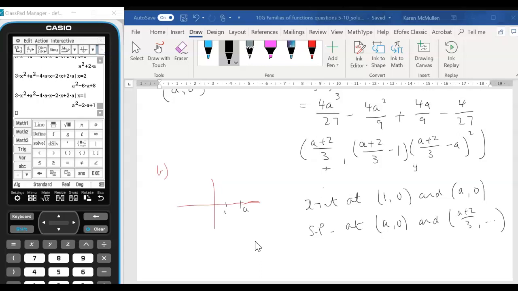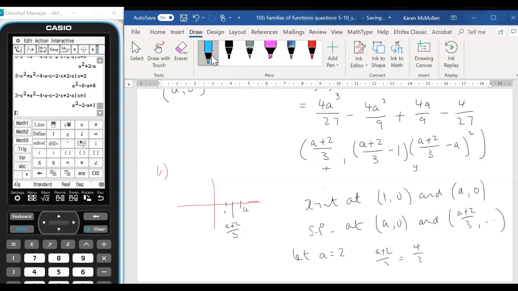So all we need to do is choose a value for a. So let's say a is equal to 2, which is this point here, then a plus 2 over 3 is equal to 2 and 2 over 3, so 4 over 3. So that means whatever value I substitute in for a, a plus 2 over 3 is going to be less than that. So this point here, a plus 2 over 3, is somewhere between 1 and a.